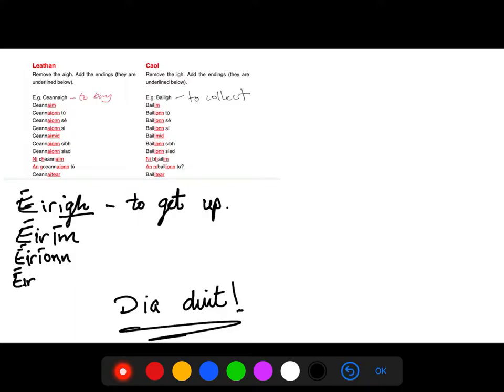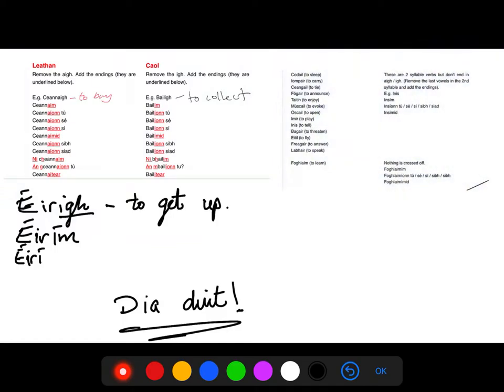Okay, so we have those together. Now the next thing that we need to do is look at the ones that don't have the IGH or the AIGH ending. So we can see a list of them here. So these are two-syllable verbs that don't end in AIGH or IGH. And what do we have to do? Well, we have to remove the last vowels in the second syllable and then add the last consonant to the present tense. So let's have a look.